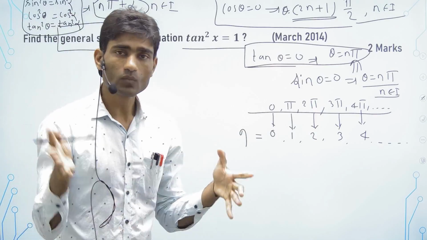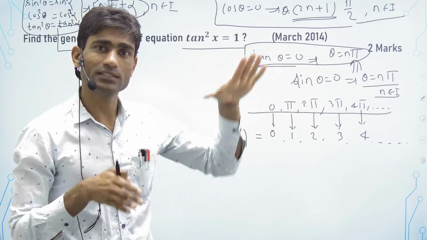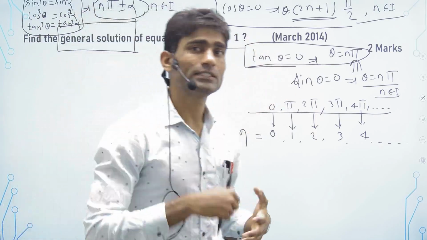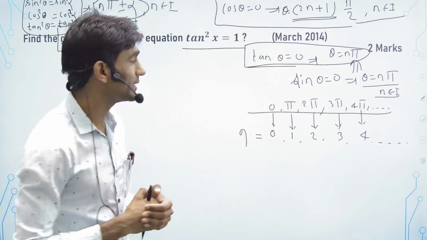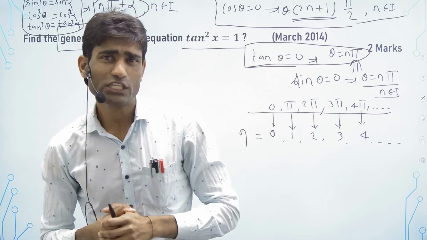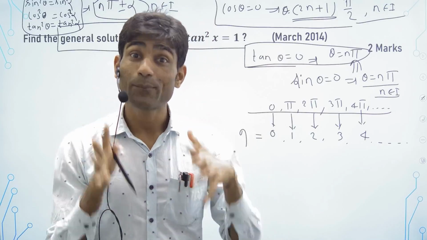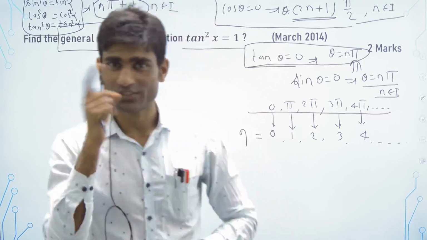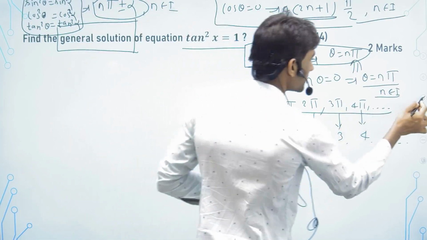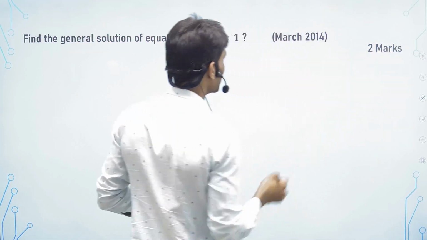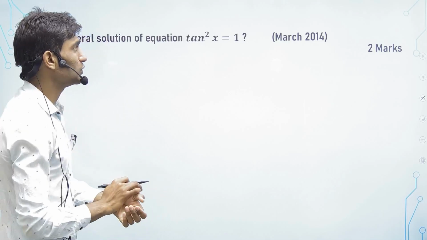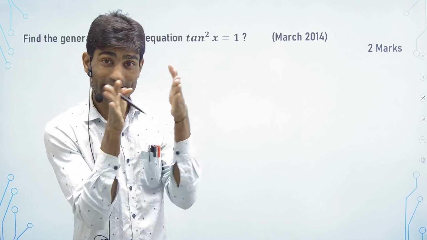Okay, so we are going to apply all these results in our general solution, then we'll go for the solution of these examples. I hope you all have understood that generalized solution part. So let's apply this part in our example. So let's get started. Here we have tan square theta equal to 1. That means tan square x equal to 1.